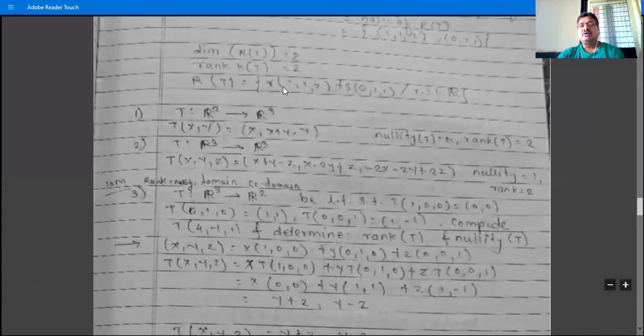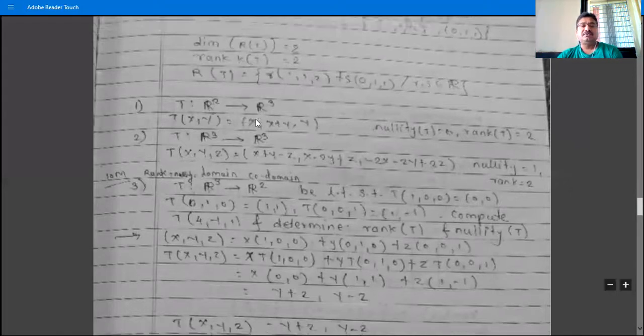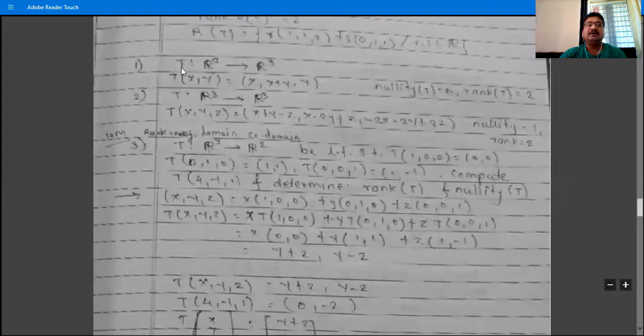So if the element is not a linear combination of these two vectors, then it is not an element of the range of T. The same kind of example: T from R3 to R2, we define as T(x, y) = (x, x + y, y). Find rank and nullity, and the answers are given. The nullity of T is 0, and the rank of T is 2.